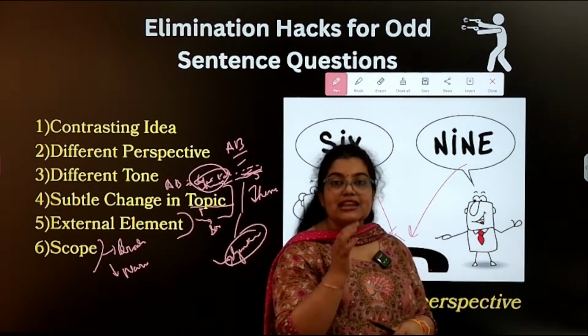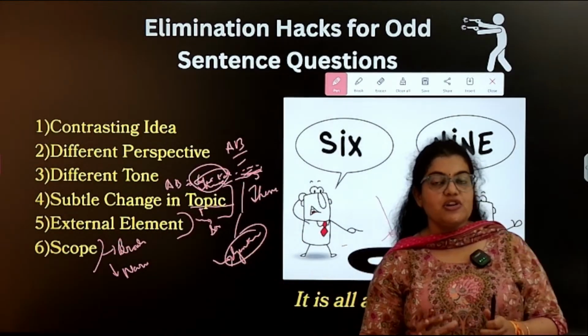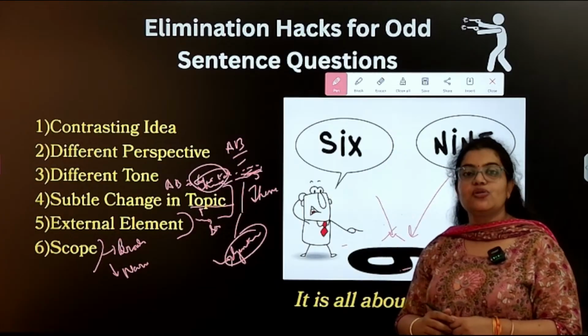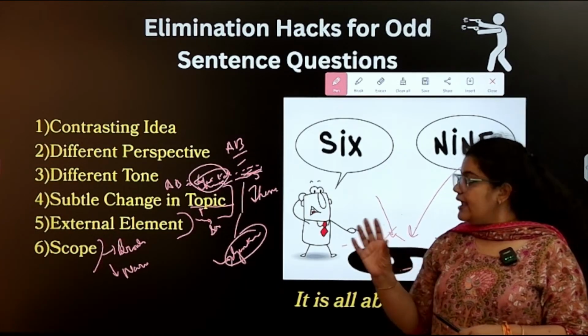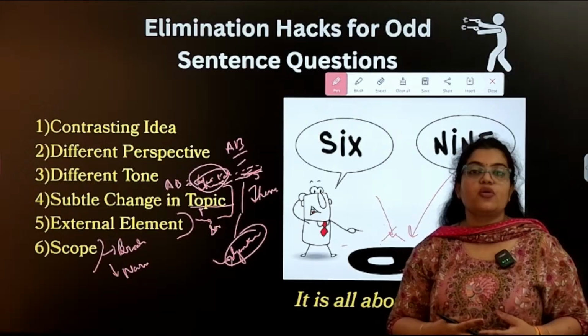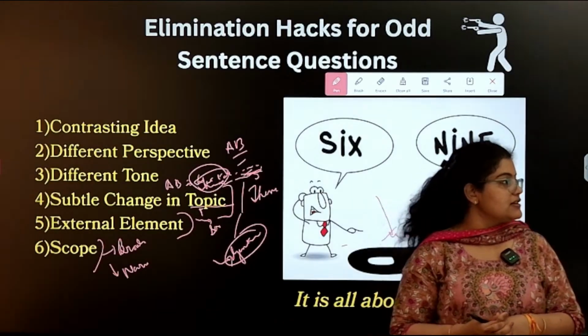So, any queries so far, any things you want me to address before I move on to the practice questions? Any idea you want to discuss? Any other questions you have related to odd one out?